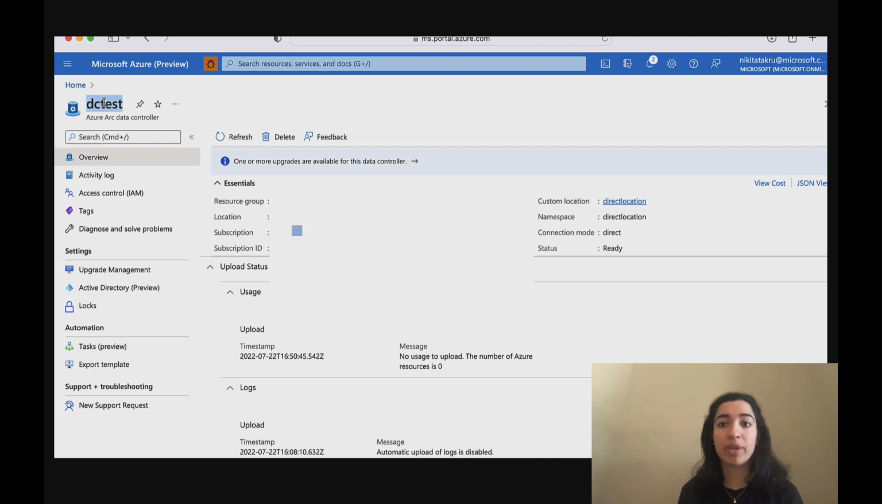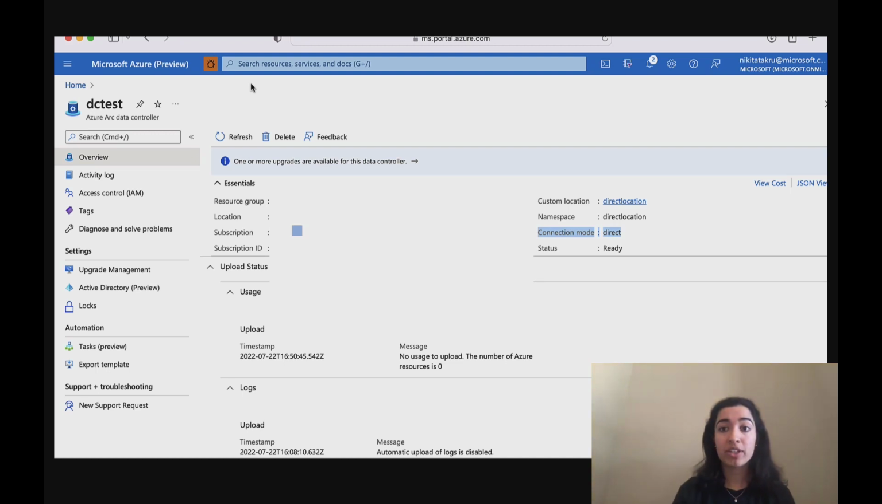It will take a couple of minutes for the data controller to be up and running, but what you can see here is that you can also see the status. In the ready state, it will tell you the connectivity mode, the custom location and namespace associated with it, and you can access all these different features for your data controller. What this enables is additional features like upgrade management, Active Directory, and so on and so forth.